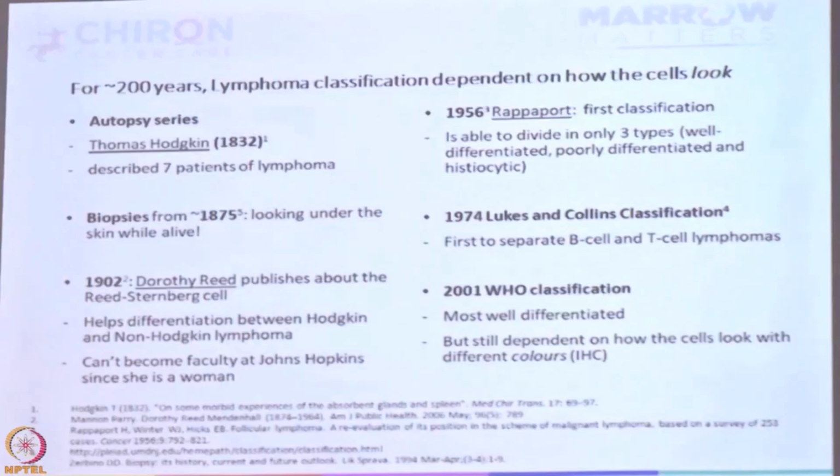Brilliant lady, but she was a lady, so she was not given a faculty position. She gave birth to a child, had to leave her hospital, walk off. Just imagine how much faster our knowledge would have grown had Dorothy Reed been allowed to stay on in Johns Hopkins and do more work on lymphomas. It still takes 50 years for somebody to classify lymphomas, 50 years. And even then, Rappaport can only divide lymphomas in 3 subsets. He did not really understand that there are 50, 60, 70 different kinds of lymphomas.